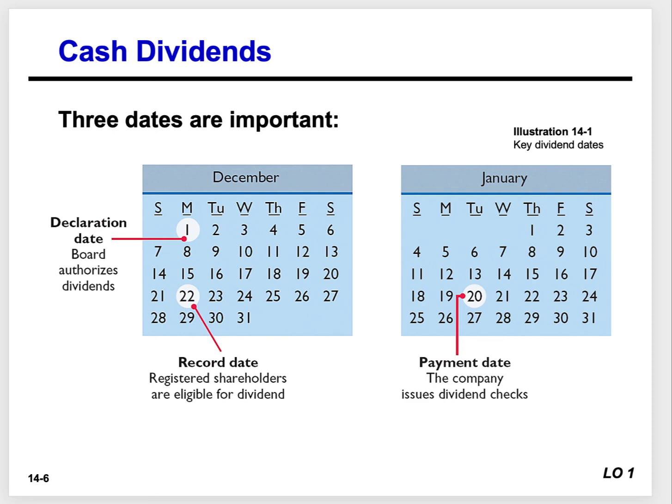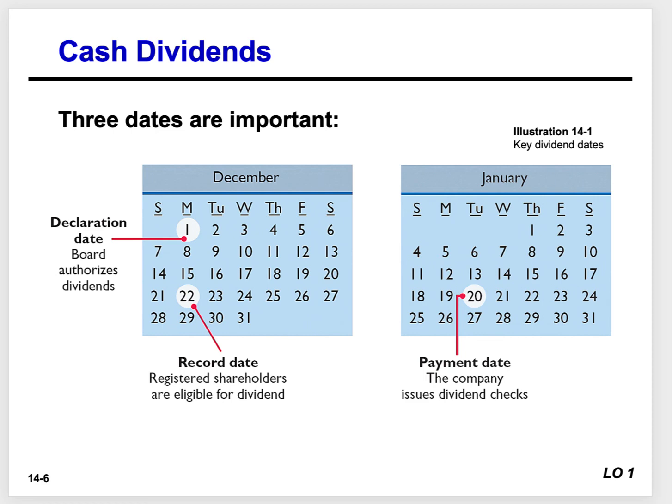Let's back up here to the journal entry on the declaration date. Very, very important. Make sure you have this in your notes. Put it on a note card. Memorize it. Do whatever you got to do to know this. What is the journal entry on the declaration date?